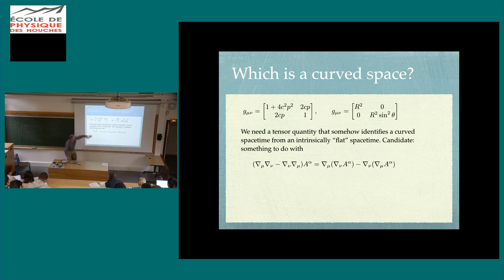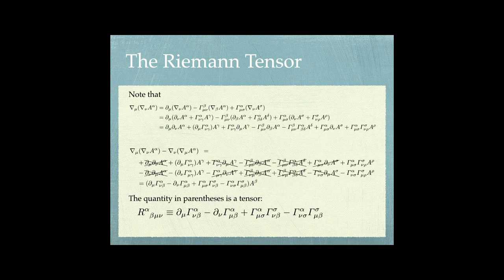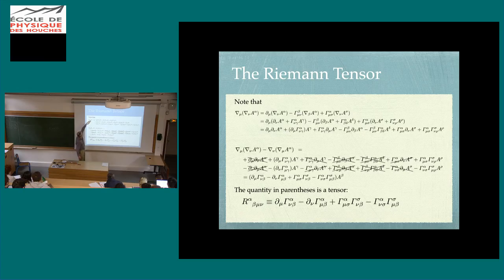So this is a candidate. This is clearly a tensor quantity, and it's a candidate then for a tensor that might indicate the difference between curved spacetime and flat spacetime. So here we're going to work it out. So here's one term in that expression. So I'm taking the tensor gradient of the tensor gradient of a 4-vector.